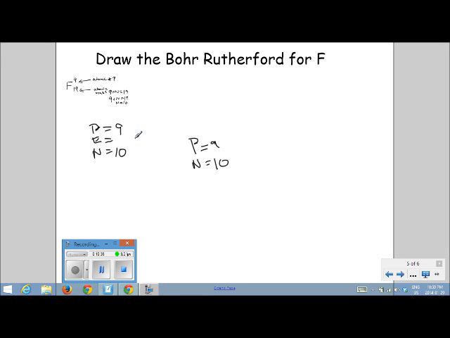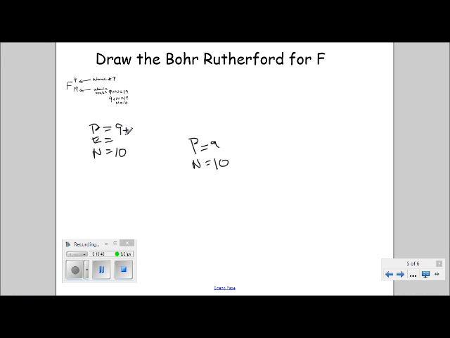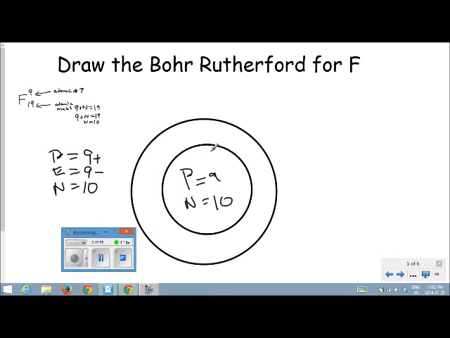So again, if you were listening before, we have 9 protons, and that means we have 9 plus charge. And we know the electrons don't weigh anything, but if we're going to draw a neutral atom, you have to have 9 electrons. Okay, so now we're going to place those electrons in shells around the atom.